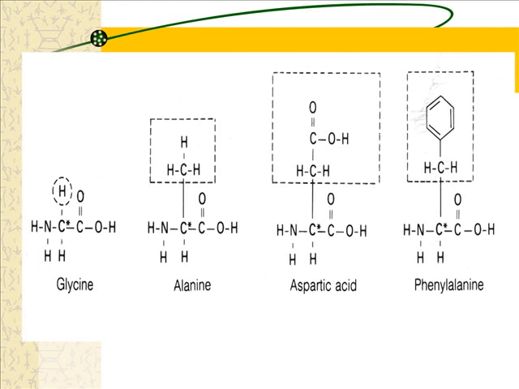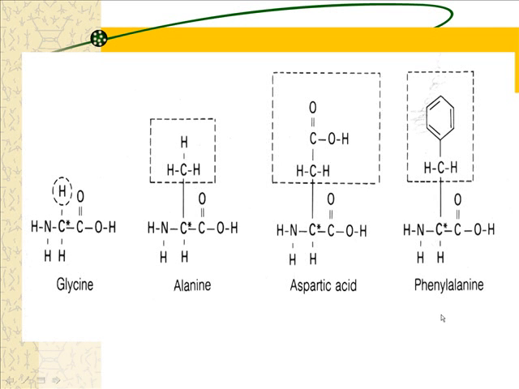Here's some examples. We have glycine. Hydrogen is what is that R group and gives it its personality. Alanine has a methyl group as its personality. Aspartic acid has this group, and phenylalanine this one.